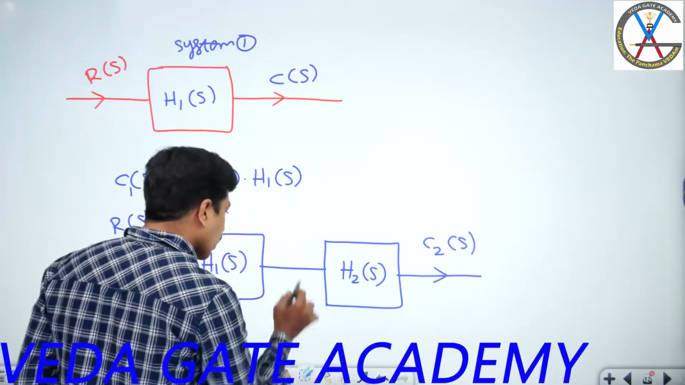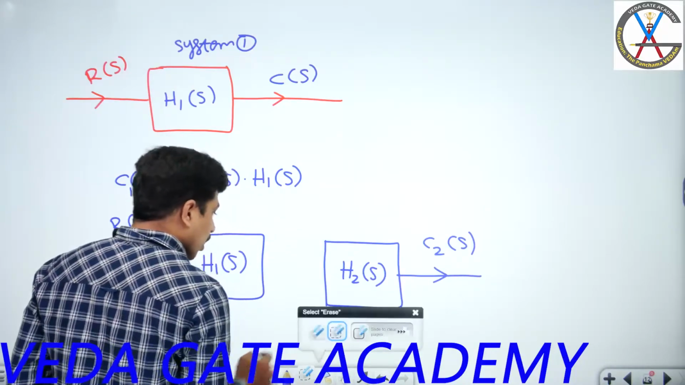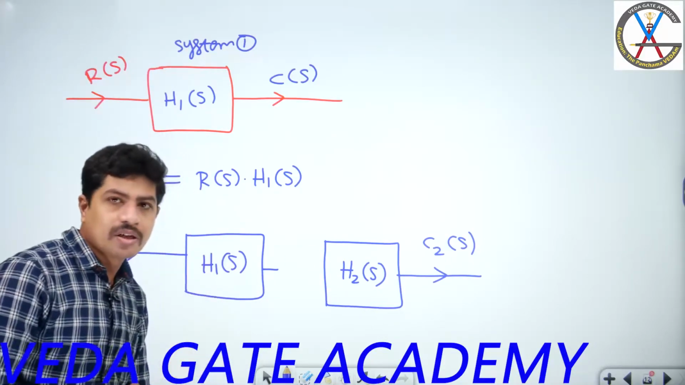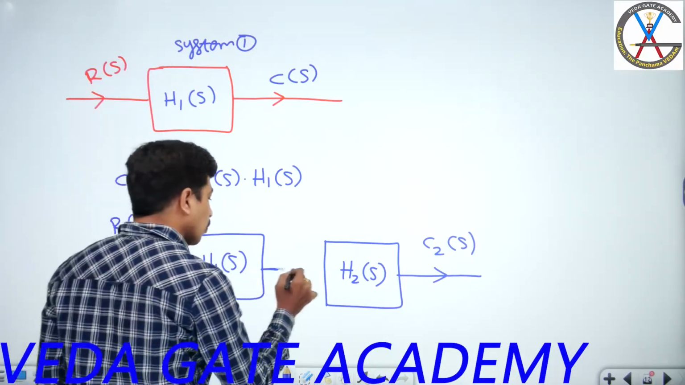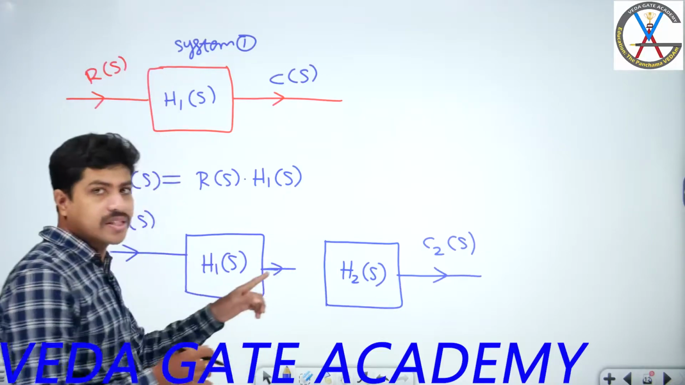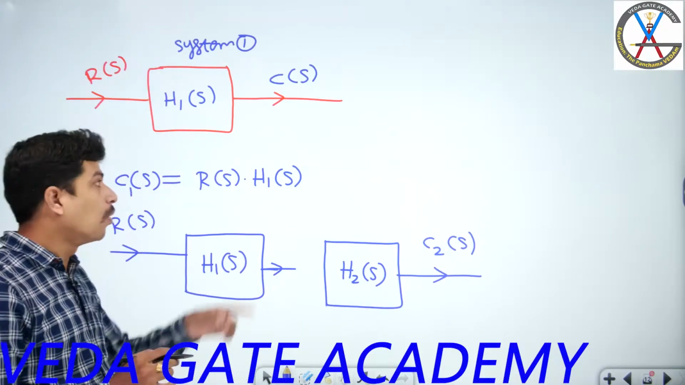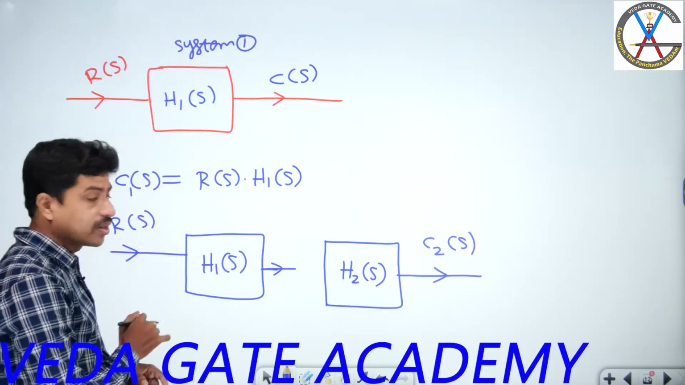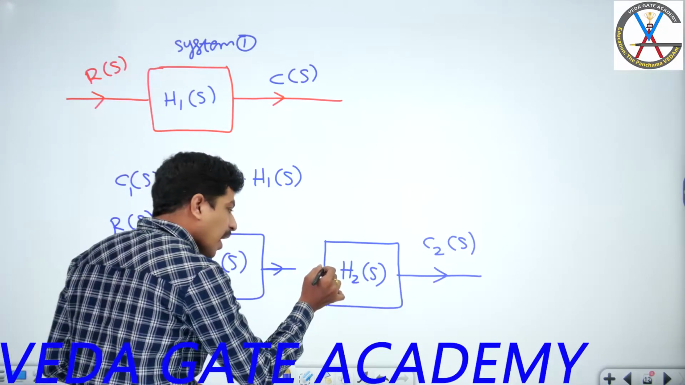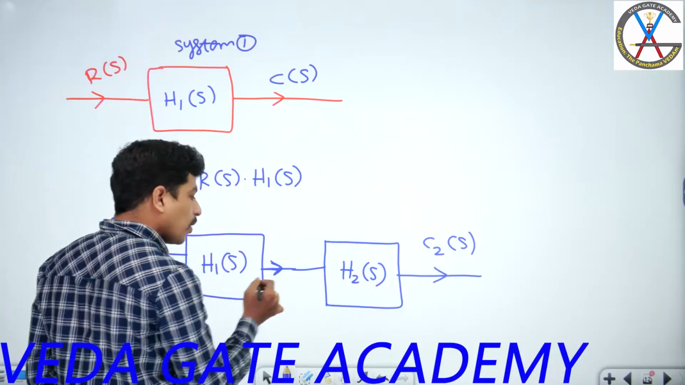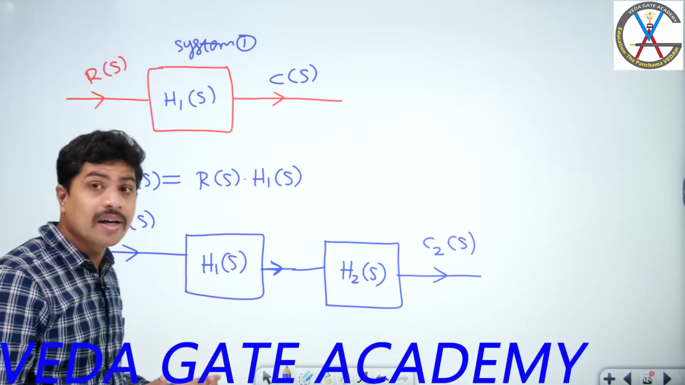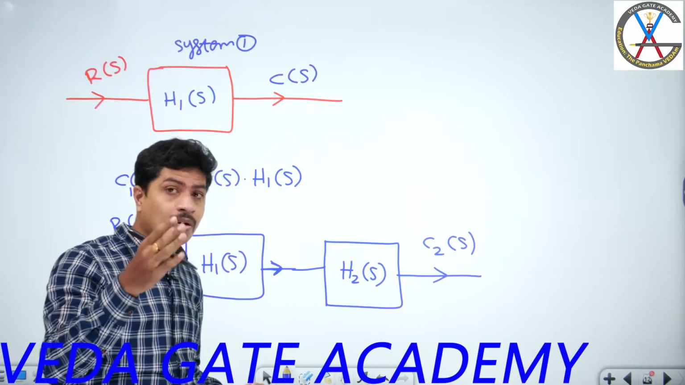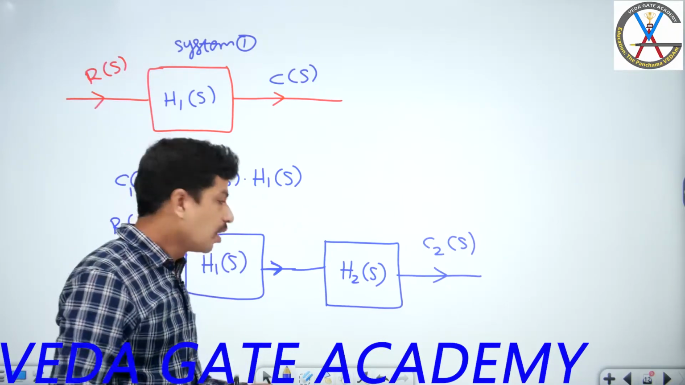Here, one thing we have to understand carefully. Without this H2 of S connection, what is the output we have? R of S into H1 of S, the multiplication of these two. As and when I connect this one, this output has to change or not? It will change. Why? Loading effect, brother. If you forget the loading effect, it means you are not understanding the concepts in depth.